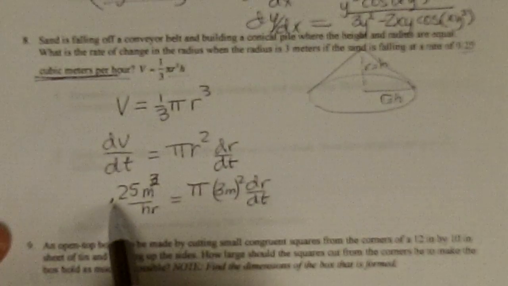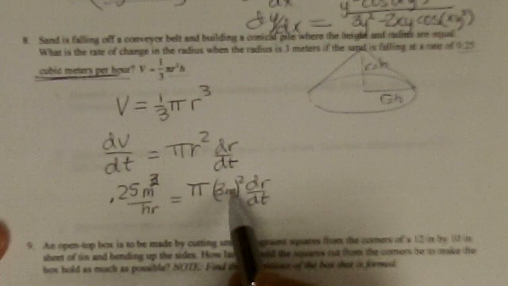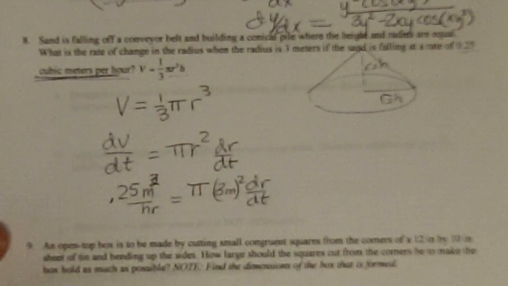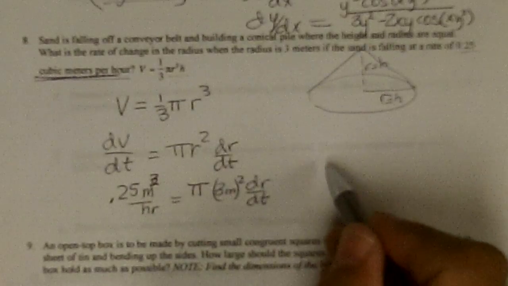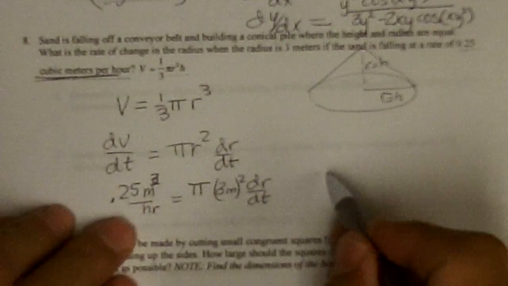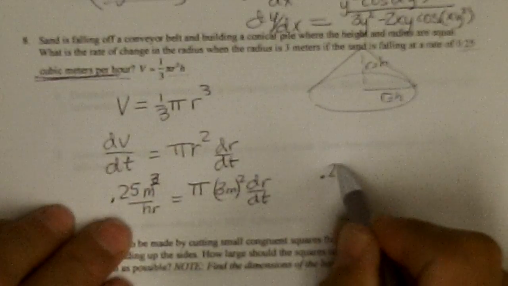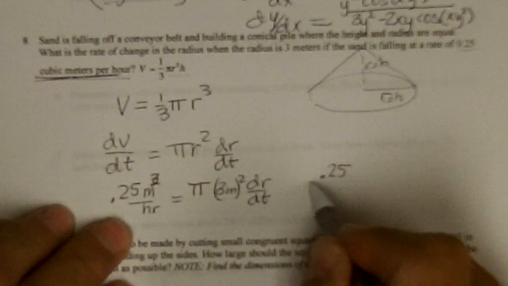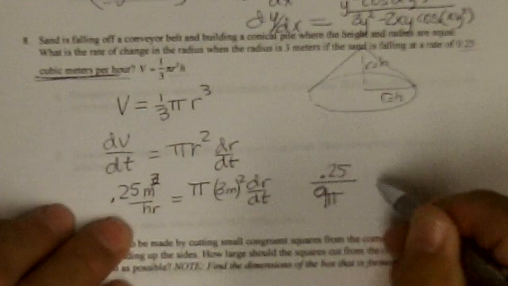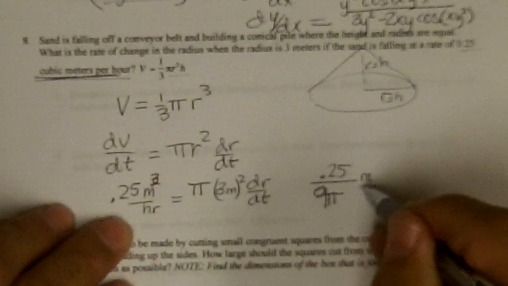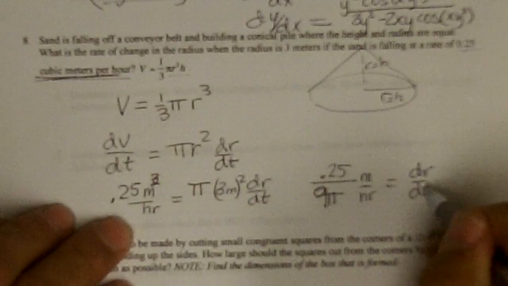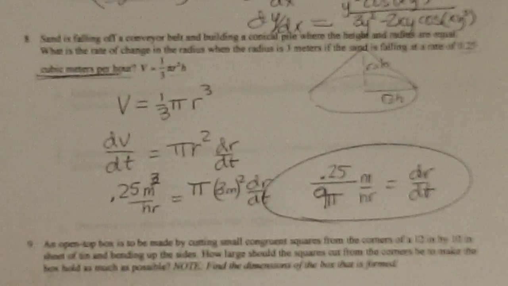So if I divide by pi and 3 meters squared, or 9 meters squared, that's going to leave just meters per hour. And so we're going to get, I'll just write out 0.25 divided by 9 pi meters per hour. And you can get the decimal for that if you want.